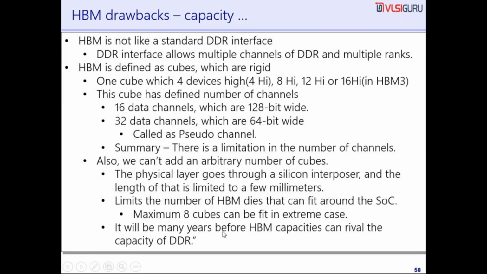It will be many years before HBM capacity can rival the capacity of DDR. As of today, DDR has the advantage in terms of cost and capacity. HBM has the advantage in terms of bandwidth and efficient power utilization.